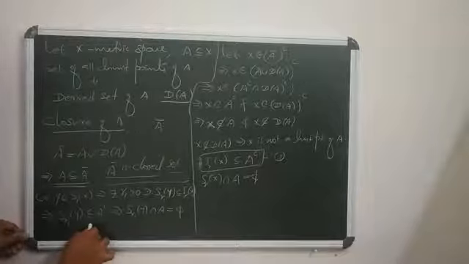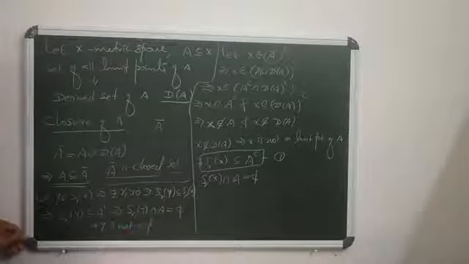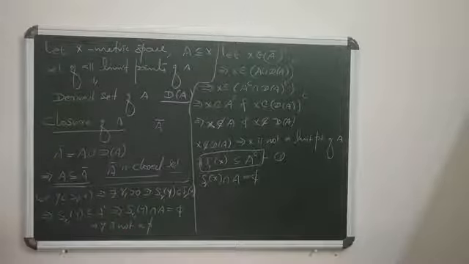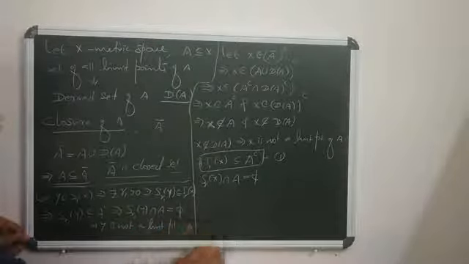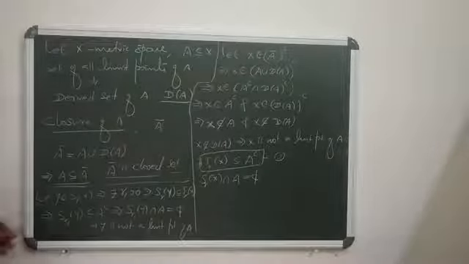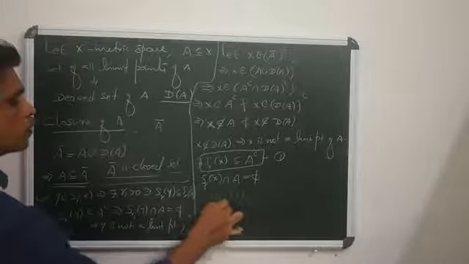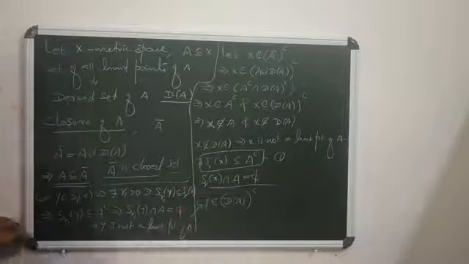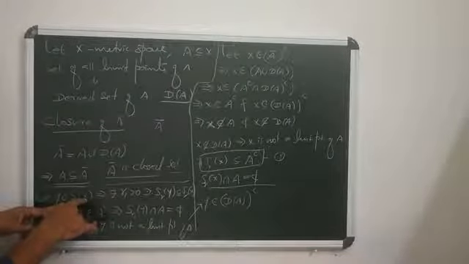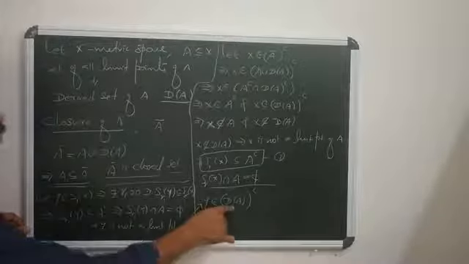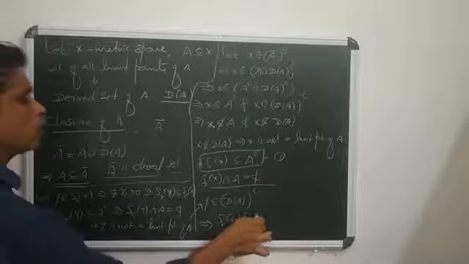S(r1, y) intersection A is empty means y is not a limit point of A. Y is not a limit point of A means y falls in D of A complement. But where is y chosen from? It is in S(r, x). So for every y in S(r, x), y falls in D of A complement. That means S(r, x) is a part of D of A complement.